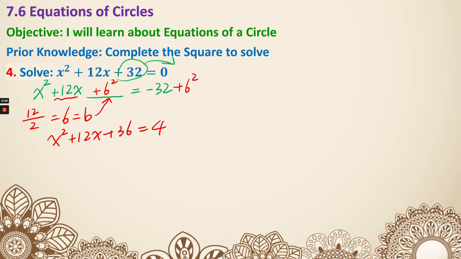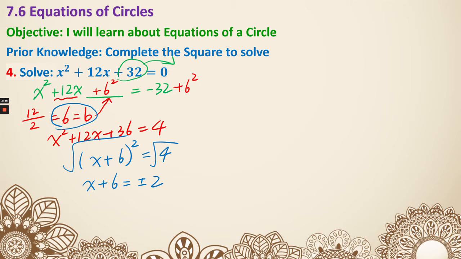The left side, if you recall, we don't have to do anything but factoring. We can just take this number and put it inside a parenthesis with x. So (x plus 6) squared equals 4. Now we're going to square root both sides. We get x plus 6 equals plus or minus 2. And we're going to subtract 6 on both sides. We're either going to get a positive 2 minus 6, which is negative 4, or a negative 2 minus 6, which is negative 8. So these two are going to be our final answer for number 4.